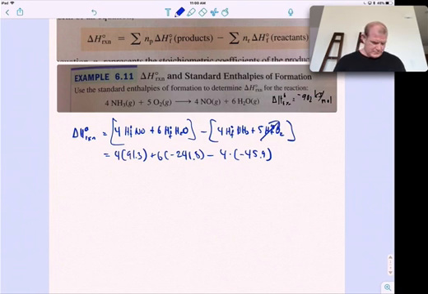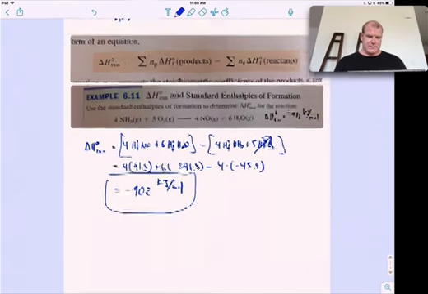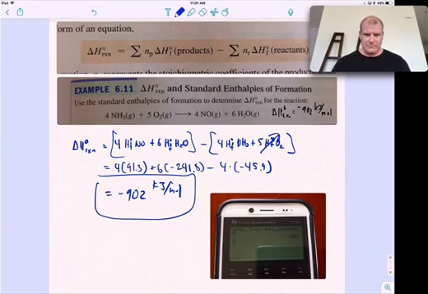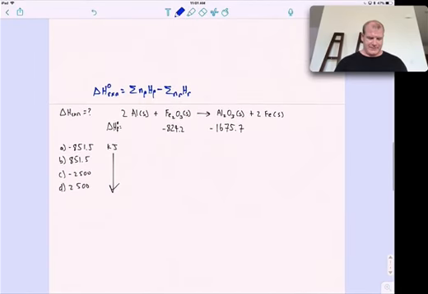4 times 91.3 plus 6 times minus 241.8 plus 4 times 45.9. And that's minus 902. Equals minus 902 kilojoules per mole. And that's the answer. So, I guess I'll go ahead and put my calculator on there for you. Okay, so I put the calculator on there for you.